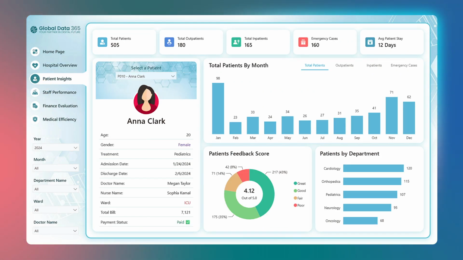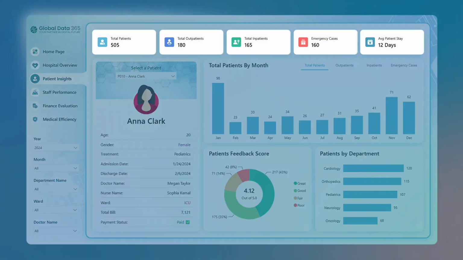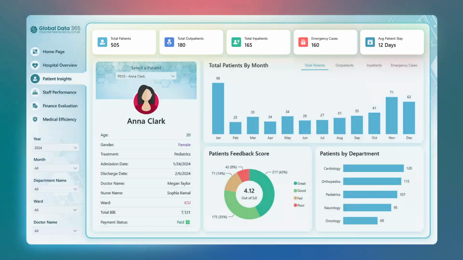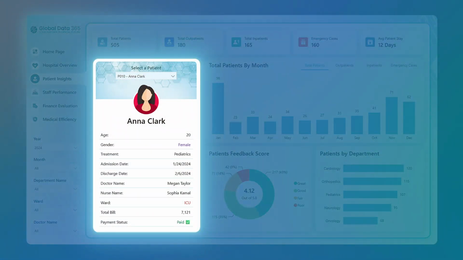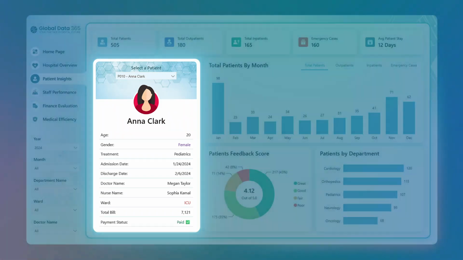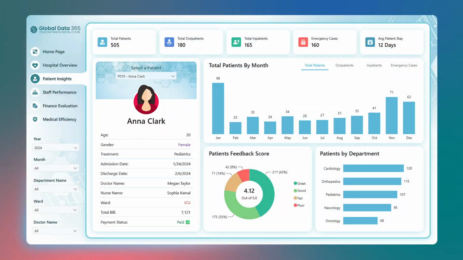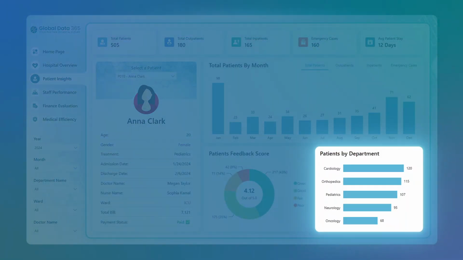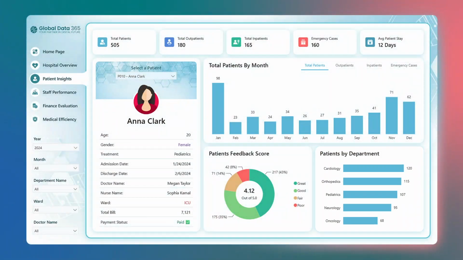Understanding patient behavior and treatment outcomes is essential for delivering quality healthcare. The Patient Insights page highlights total outpatients, inpatients, emergency cases, and average patient stay. Detailed patient profiles provide visibility into demographics, care history, and billing information. Visual analytics reveal patient trends by month, feedback scores, and department-level activity, helping providers improve patient satisfaction and treatment effectiveness.